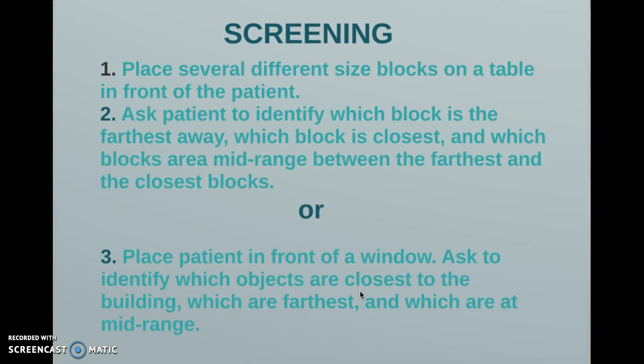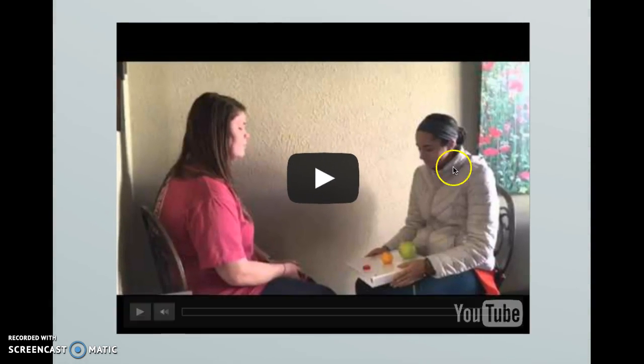Okay, so now I'm going to guide you through how to screen for depth perception dysfunction, and these are just short steps so you can get an idea, and we'll follow up with a video. So number one, you're going to be in a well-lit room. Place several different size blocks on a table in front of the patient. Ask the patient to identify which block is farthest away, which is closest, and which one is at mid-range. You can also place the patient in front of a window and ask him to identify which one is closest, farthest, and at mid-range. So here's a quick video on screening.